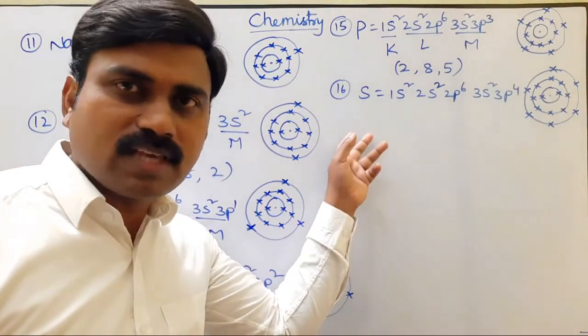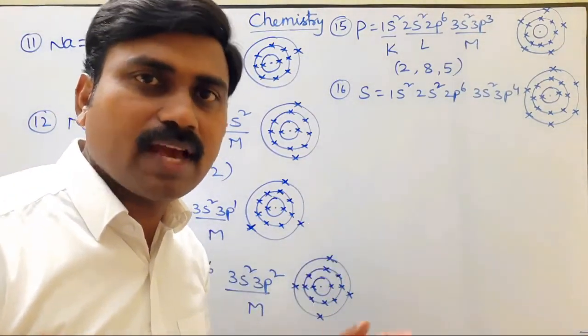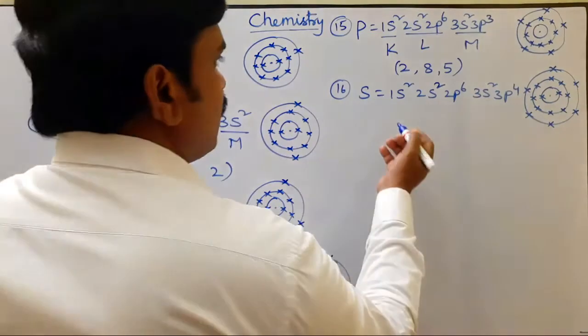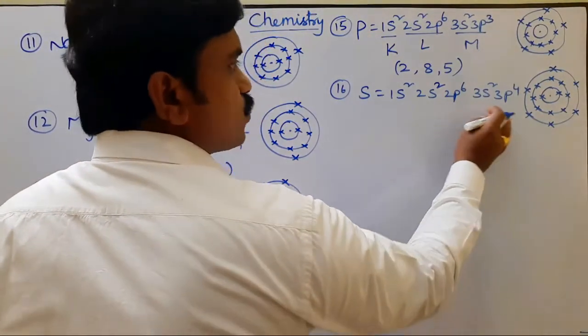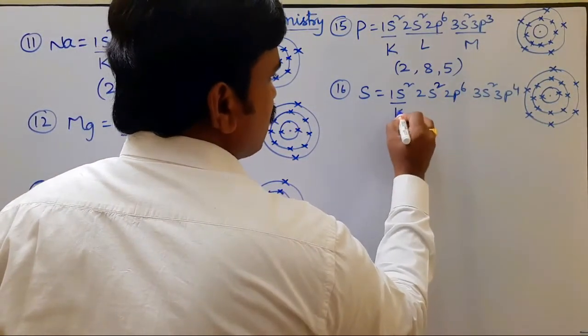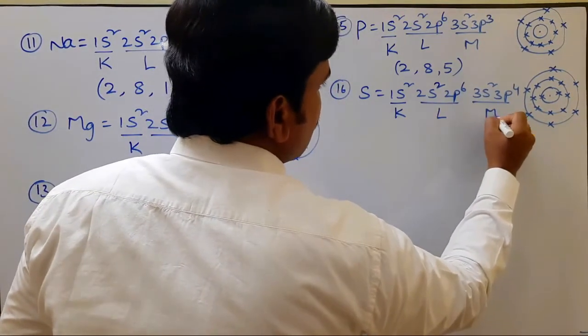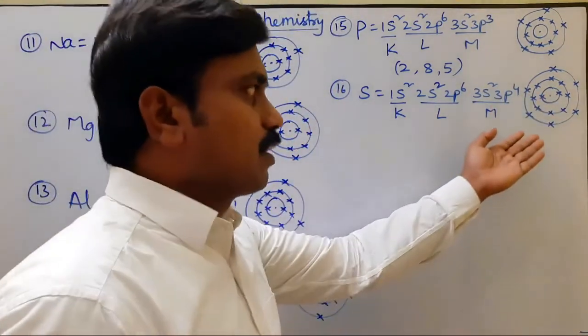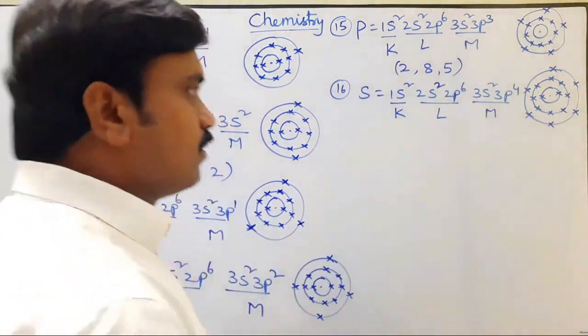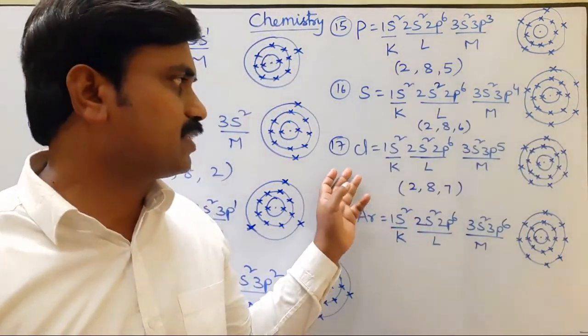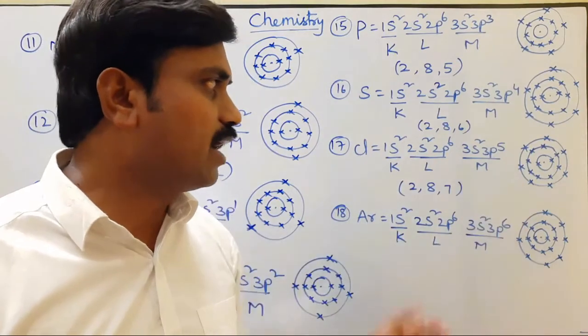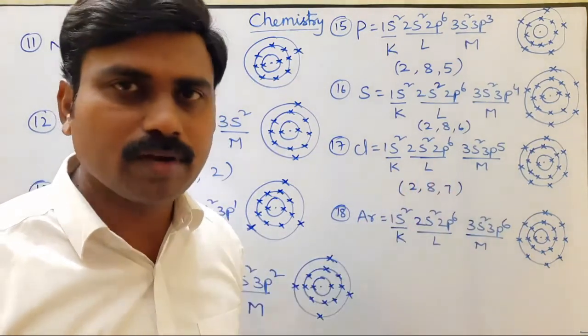Next element is sulfur. Sulfur's atomic number is 16. It has 16 electrons and its electronic configuration is 1s2, 2s2, 2p6, 3s2, 3p4. The K shell has 2 electrons, the L shell has 8 electrons and the M shell has 6 electrons. This is the representation of the element. Next, chlorine. Chlorine's atomic number is 17, and this is the electronic configuration and representation of chlorine.